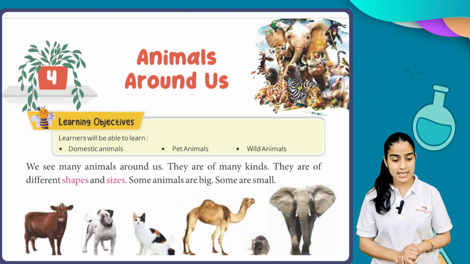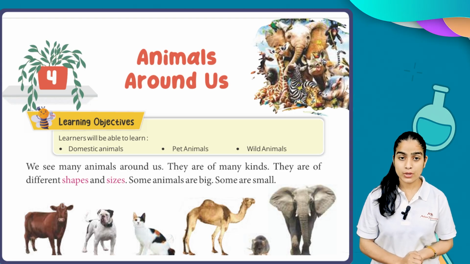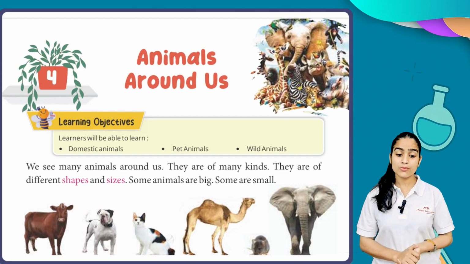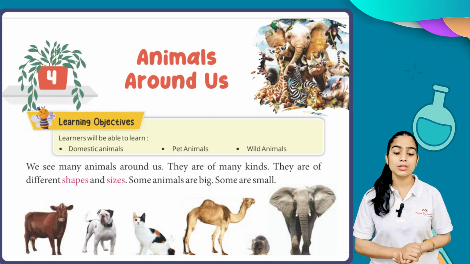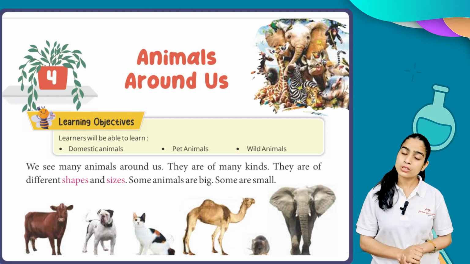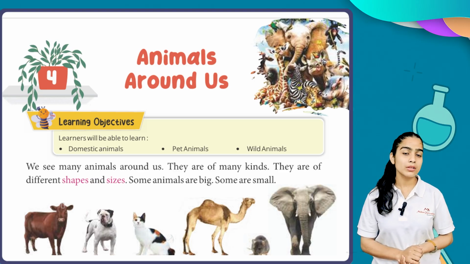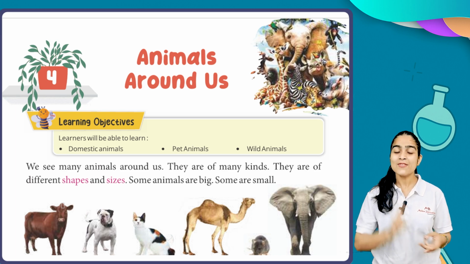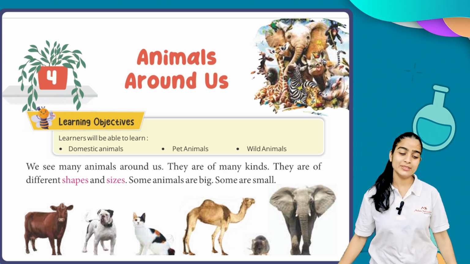So let's get started. First of all, we have to learn what our learning objectives are. The learning objectives for today are domestic animals, pet animals, and wild animals. We distinguish our surrounding animals into domestic animals, pet animals, and wild animals.